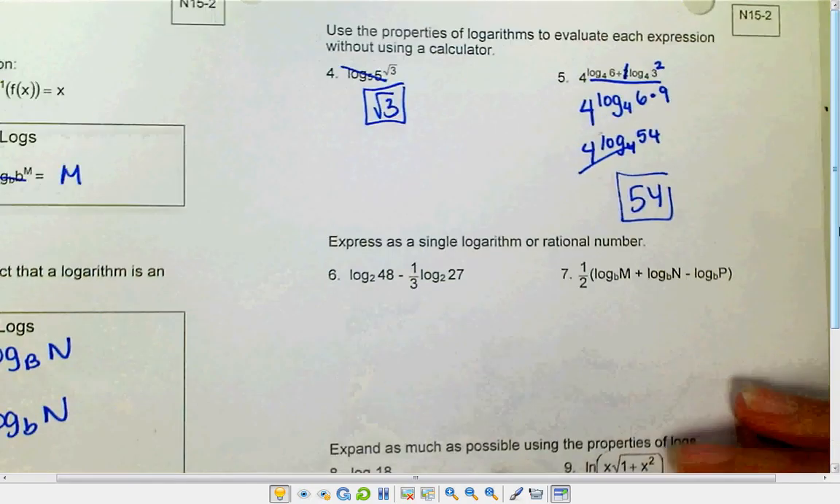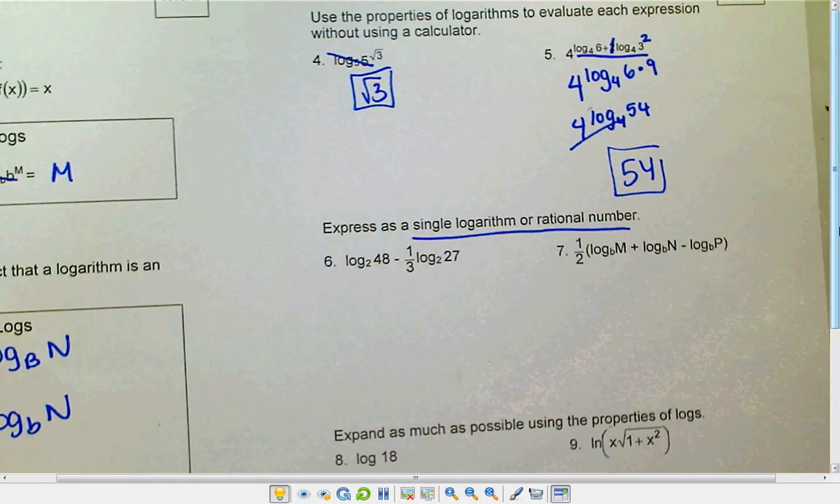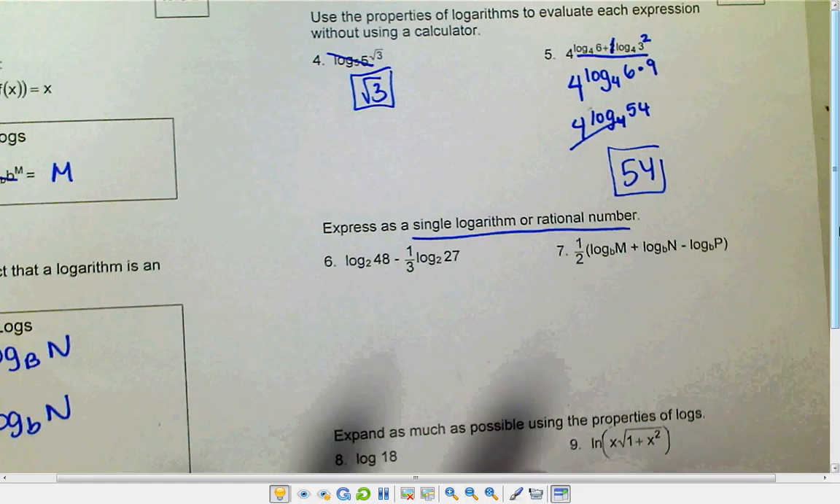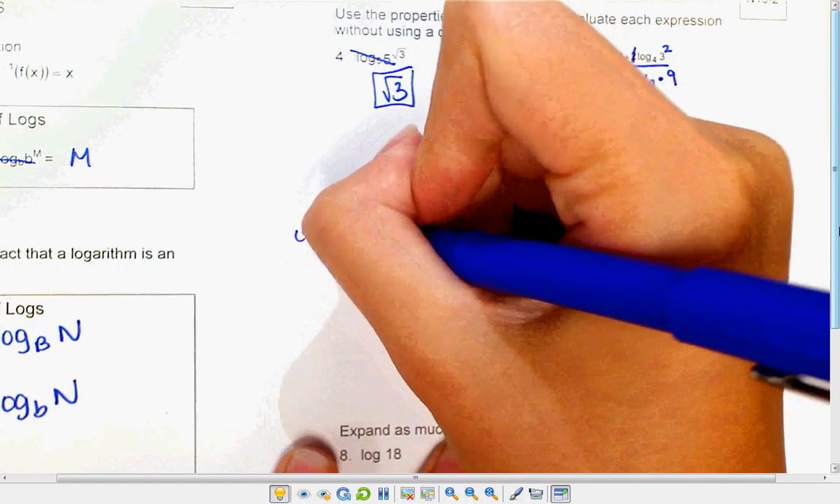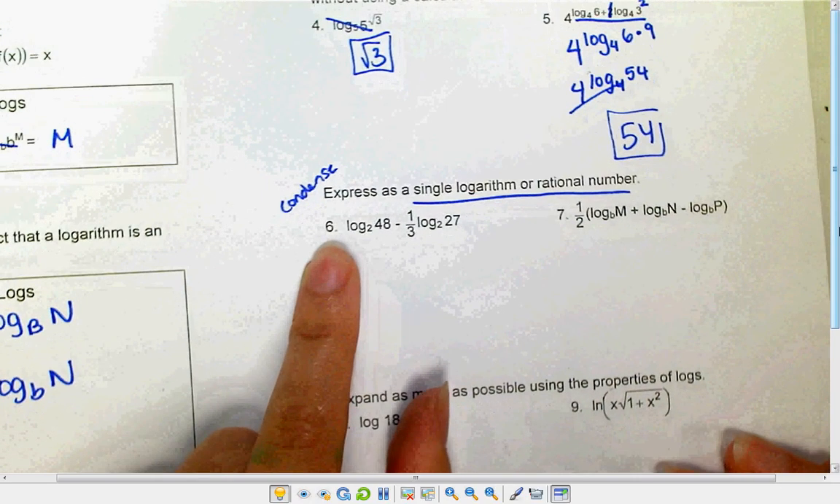Okay, so for number 6 and 7, we're trying to express each as a single logarithm or rational number. So we're trying to put it all together to just be one. Really what we're trying to do is condense. We're trying to put everything together.